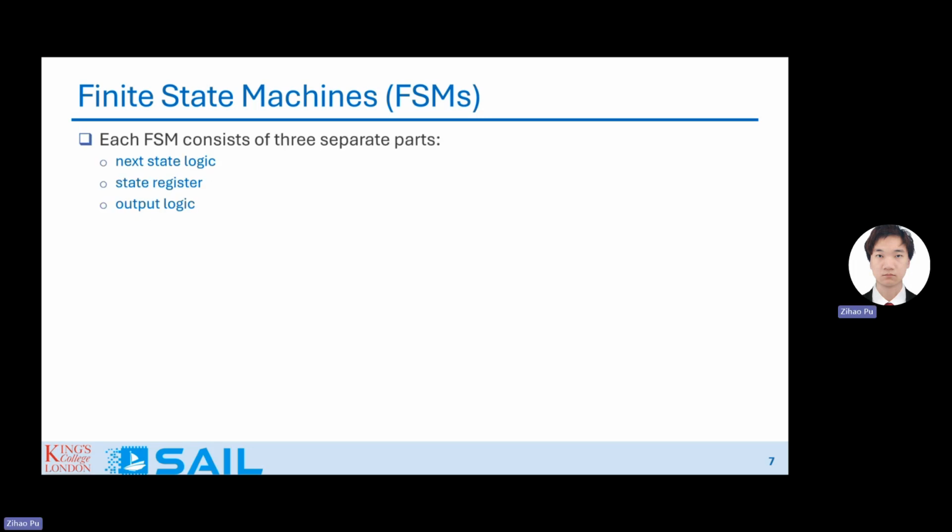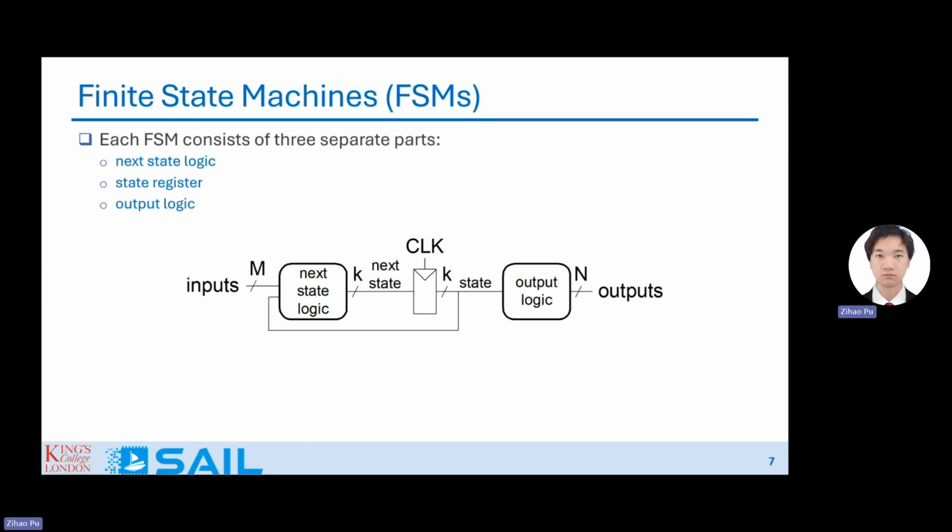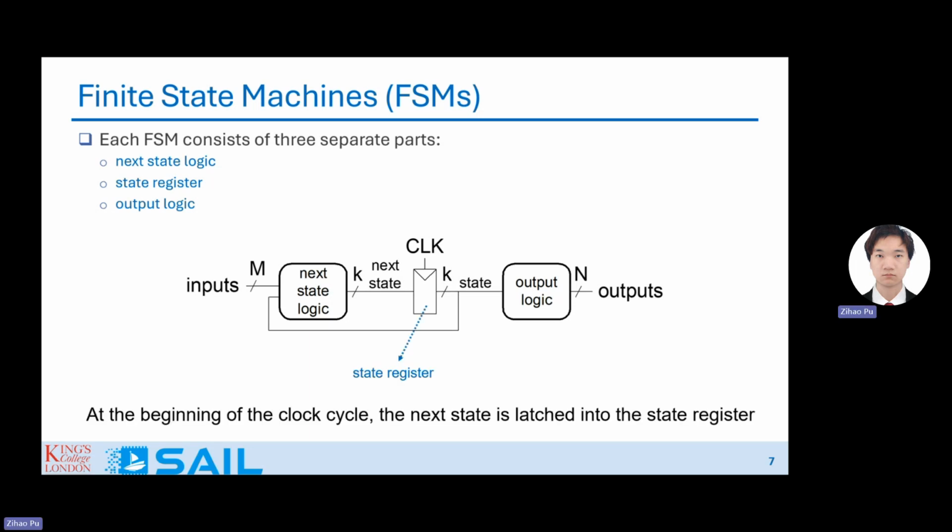So for each FSM, you have 3 separate parts: next state logic, state register, and output logic. This is really important. Basically, every FSM you're going to design in your life is going to have these 3 parts. So this is what it looks like. This is from logic circuit design from last semester. At the beginning of the clock cycle, the next state is latched onto the state register.